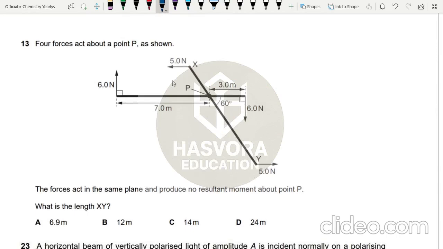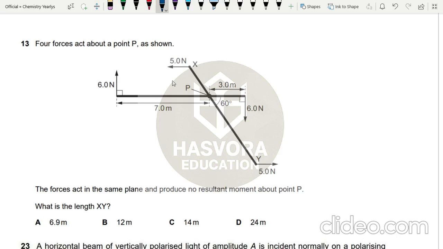Now in this question they are telling us about four forces that act about a point P as shown. The forces act in the same plane and produce no resultant moment about the point P. So P will actually be the pivot. So what is the length xy? Now if you see the length xy and the forces that are moving it, that looks like the torque of a couple.